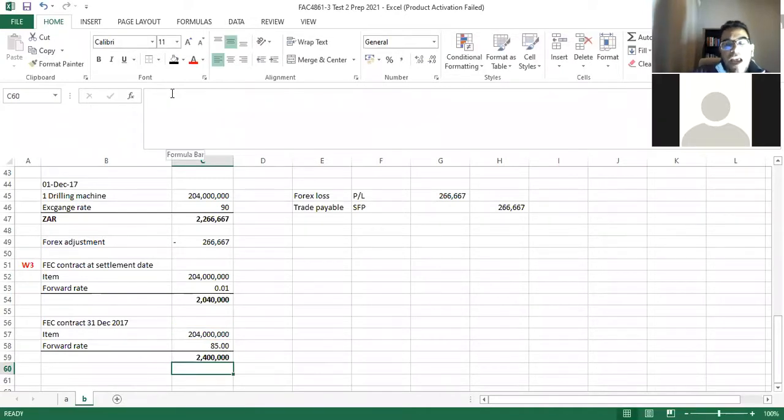So if we didn't have the forward exchange, we would have paid 2.4. We're going to pay 2040. If it wasn't for the FEC, we would pay 2.4. So therefore, the FEC is saving us, so it is a gain. You can see with the forward exchange contract, we're going to pay 2,040,000 Rand. Without the FEC contract, we'd be paying 2.4 million right now. So the FEC contract is currently saving us. So the journal entry would just be a gain to FEC.